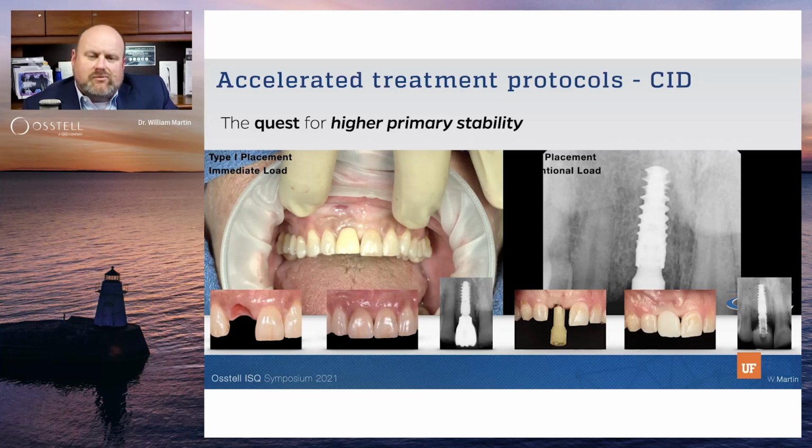Now, I'll talk a little bit more later that the decision making is not solely based on Osstell readings. I mean, you have to use your clinical experience. We look at radiographs. We look at the clinical appearance of the implant, palpation, percussion as well, and then the implant stability. So these are all things that we evaluate. But the ISQ readings, I think, are a very good tool in seeing the progression of that implant or regression of that implant over time.